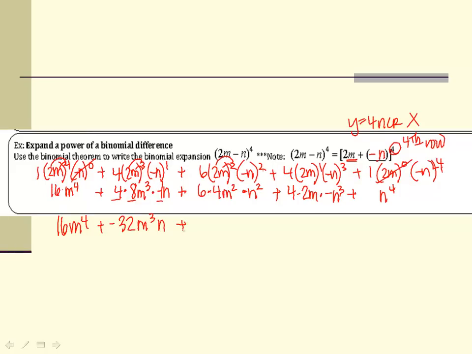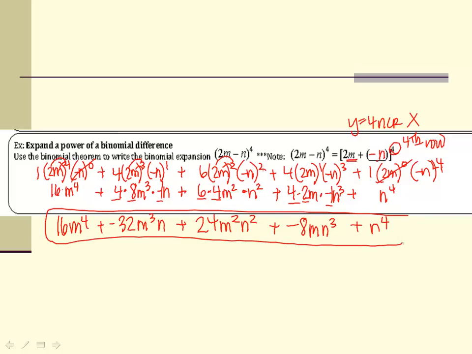Now, if you wanted to say minus instead of plus a negative, that's fine. 6 times 4 is 24. I have an m squared and an n squared. 4 times 2 is 8 times -1 is -8 mn cubed. Last one, n to the 4th. And once you simplify this, you have again easily foiled this out without actually foiling it out.